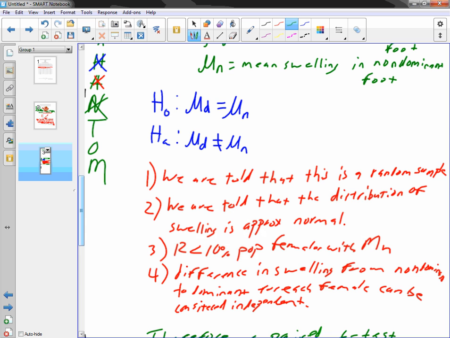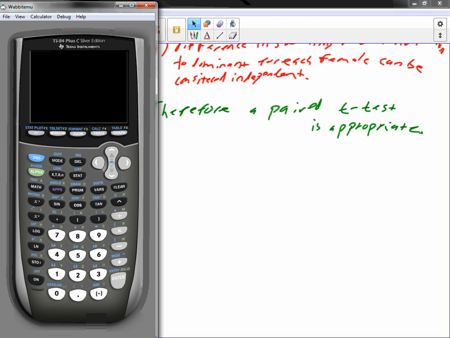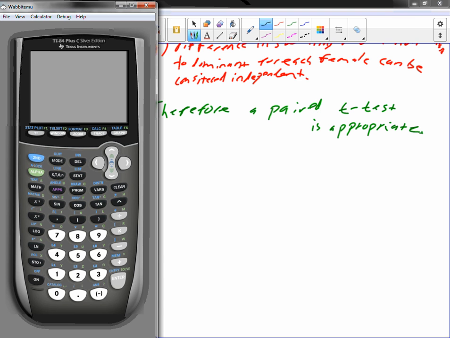So now we need to get test statistics here. So let's get our test statistics. And the way that we're going to do this one is we're going to use our calculator. Let me go ahead and pull this up. On. And what I have here is a list of data, right? So what I'm going to do is I'm going to go into list, and I'm going to edit it. And in list 1, I'm going to put the dominant foot swelling. So 1.4, enter.